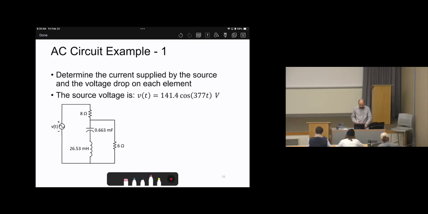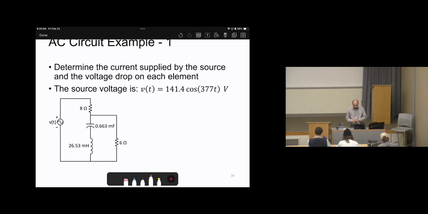Let's go to this question. Example number 1. Determine the current supplied by the source and the voltage dropped on each element. We need to find I source and all of the voltages. We have the voltage source expression given. So the first step before doing any analysis, keep in mind you need to convert this circuit to phasor domain. That's the first step before even analyzing the question and seeing what we need to find. Let's convert everything to phasor domain.